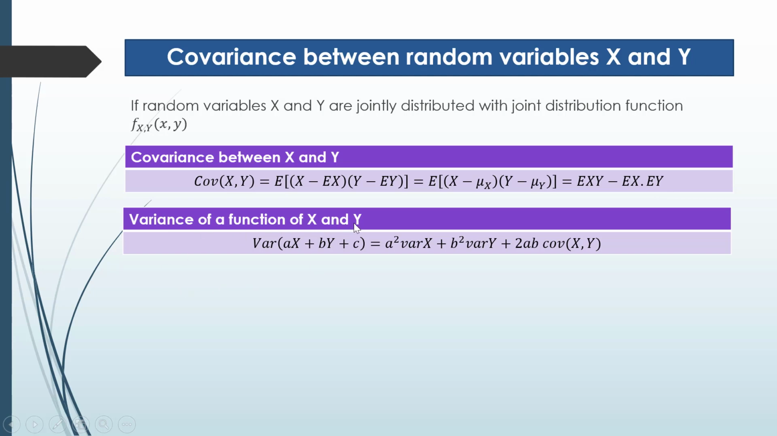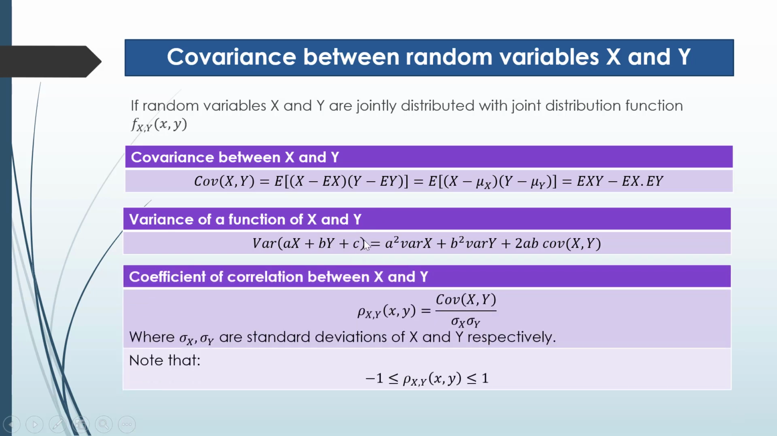Variance of a function of x and y. The variance of ax plus by plus c is equal to a squared variance of x plus b squared variance of y plus 2ab covariance of x and y. c is a constant, so we can ignore c when we calculate variance. And the coefficient of correlation between x and y is rho xy at the point x, y equal to the covariance of x and y over sigma of x times sigma of y, where sigma of x and sigma of y are the standard deviations of x and y respectively. And note that this correlation coefficient is between -1 and 1.